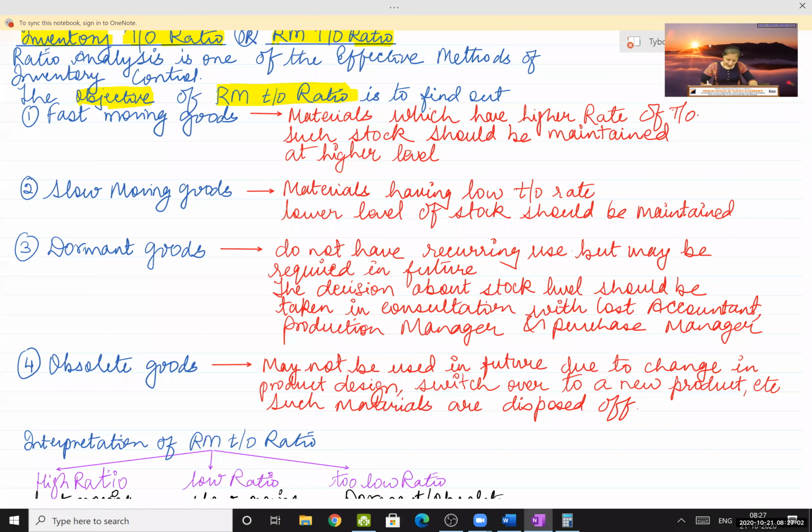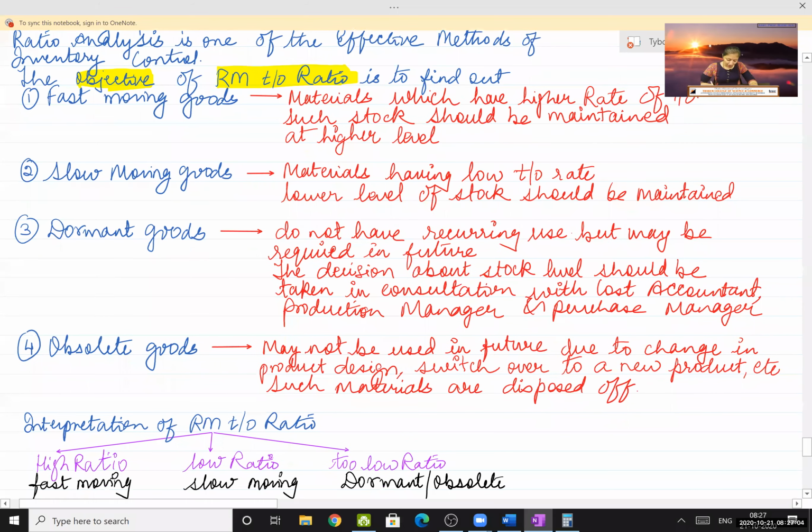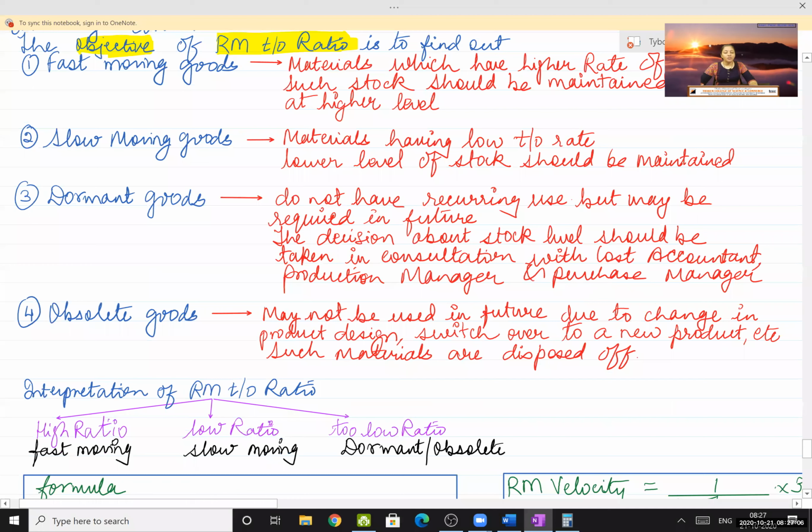And then obsolete goods. Obsolete goods means those which have become outdated, so in the future there will never be any demand for them. They may not be used in future due to changes in product design. There may be a change in demand because the product designs have changed or switch over to a new product. Such raw materials have to be disposed of.